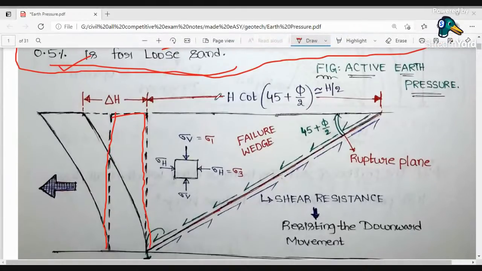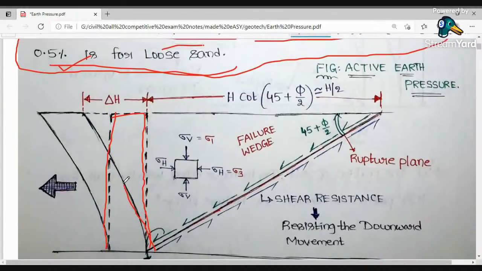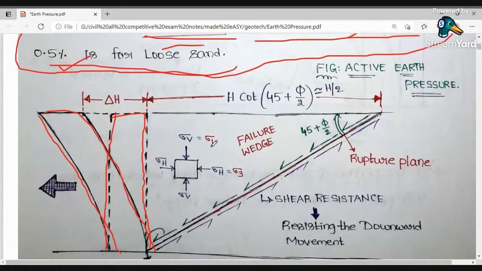So what happened under the influence of this soil? The retaining wall tries to move away like that, because of the influence of the soil which is present along this wall, right? So here a failure wedge is developed up to a certain point. This failure wedge occurs at an angle 45 degree plus phi by 2.